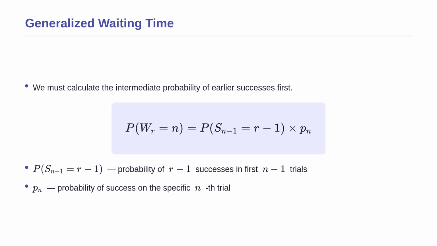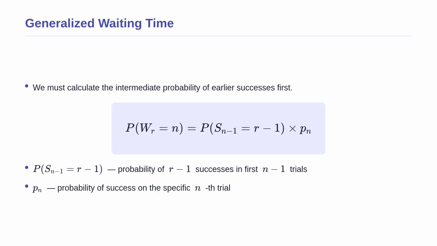This leads us to the generalized waiting time formula. Instead of a simple exponent, we must calculate the probability of getting exactly r-1 successes in the first n-1 trials using the specific changing probabilities. We call this intermediate probability P of Sn-1 equals r-1. Then we multiply that result by the probability of success on the specific nth trial, which is Pn. This ensures we account for the exact difficulty of the final winning trial. If the final trial is very difficult, the overall probability of finishing exactly on that step will be significantly lower.